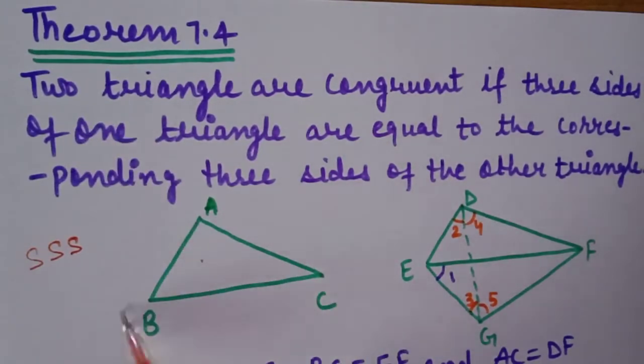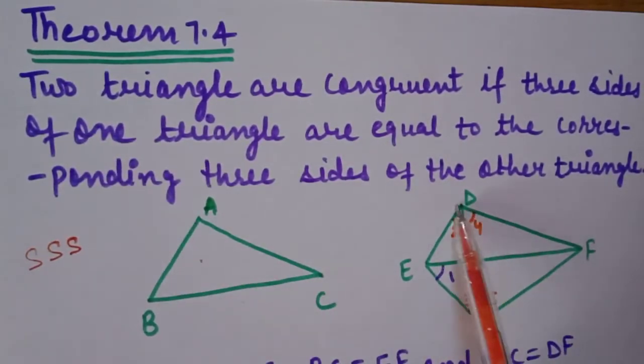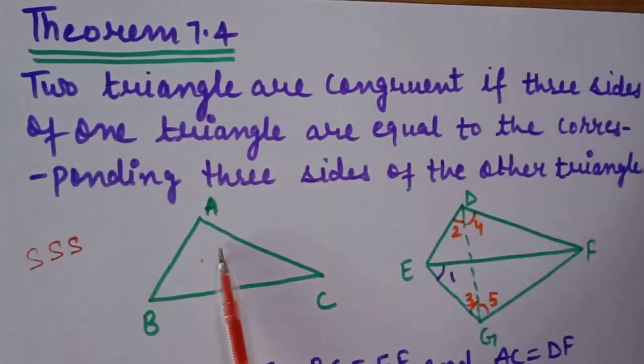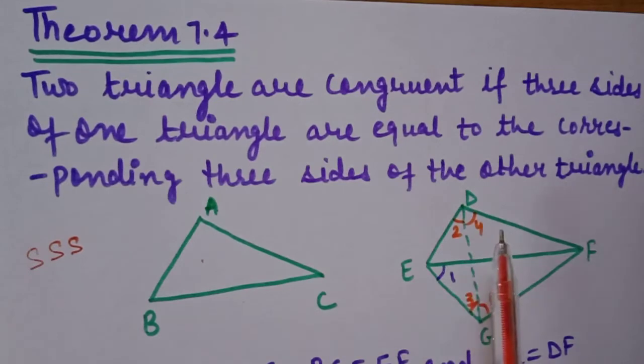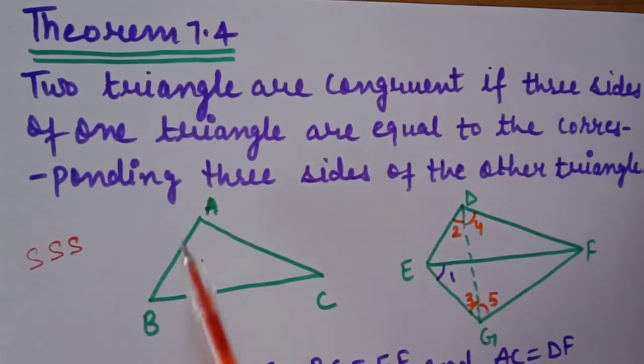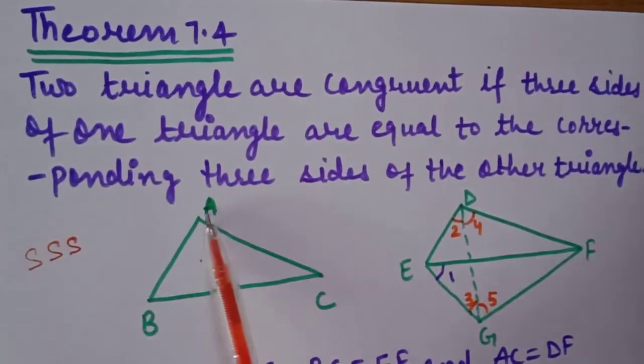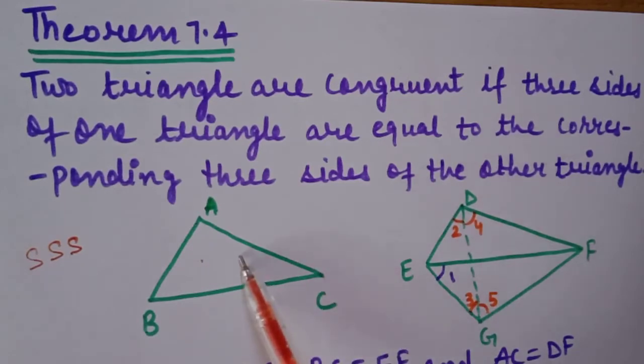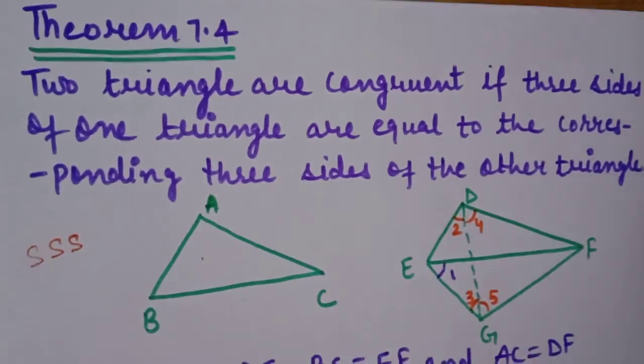Two triangles, triangle ABC and triangle DEF, are congruent to each other if three sides of one triangle are equal to the corresponding three sides of the other triangle. It means three sides of ABC are equal to the corresponding sides of triangle DEF. So according to the theorem, it is given that all three sides are equal to each other. We have to prove that they are congruent to each other.